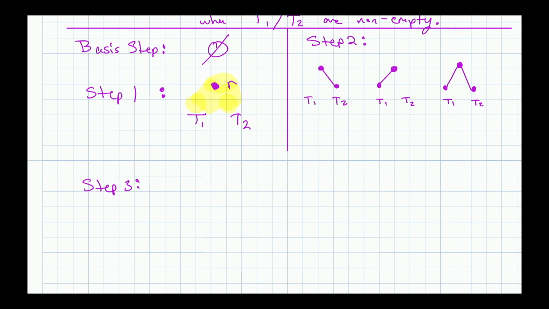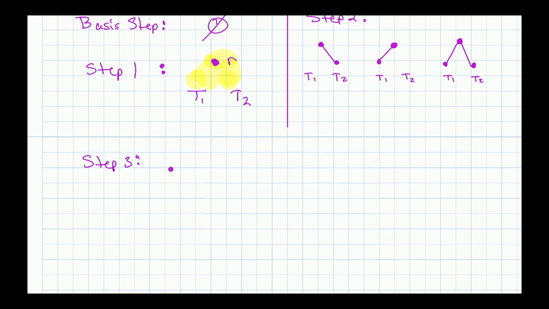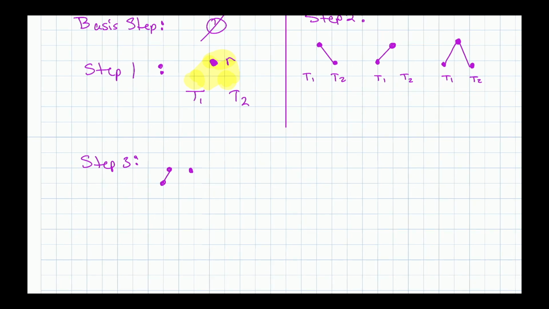So the step three binary trees now allow you to choose any of the previous binary trees to be your T1 and your T2. So you could have, for example, this could be your T1, this could be your T2. You could have, and this is going to be a little bit weird maybe, but this could be your T1 and this could be your T2. So the difference between this and the previous one is that this one goes right and this one goes left. So this one goes left, this one goes right.